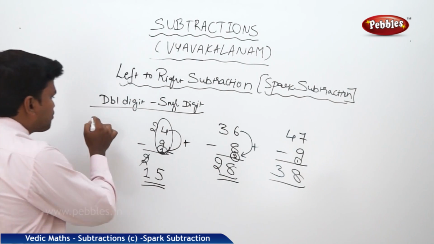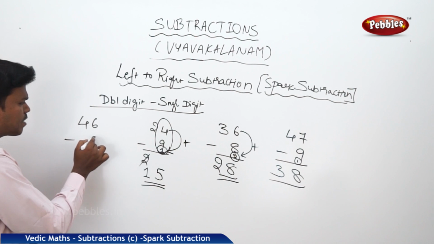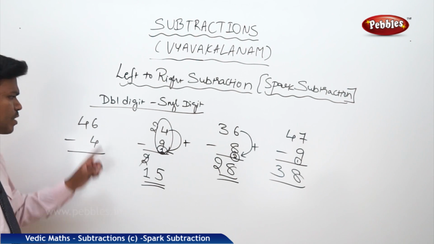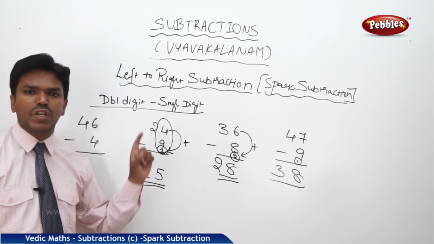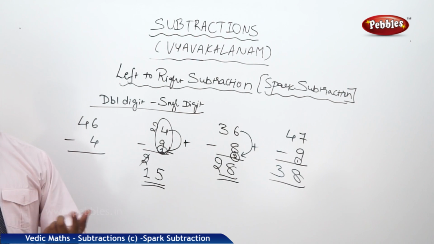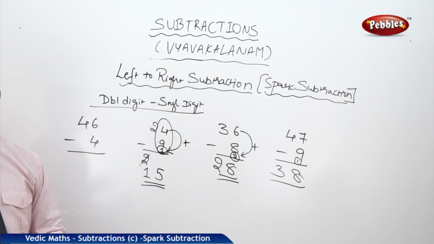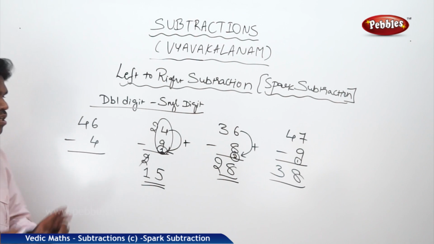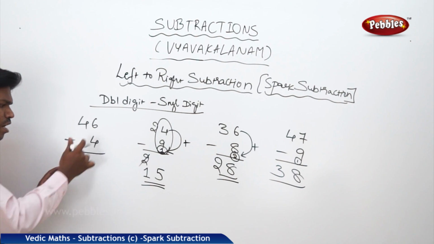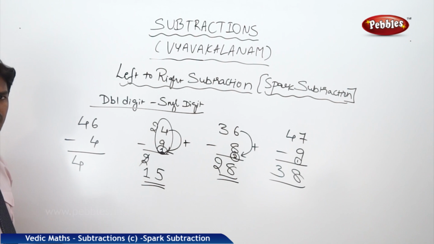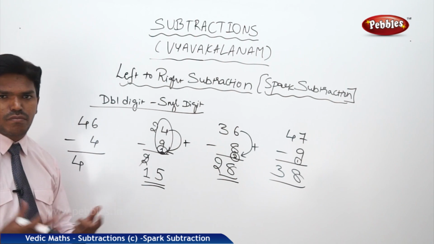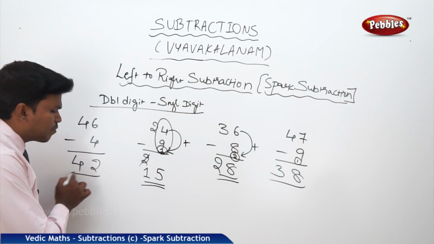Similarly, suppose I ask you what is 46 minus 4. Just drop 4 as it is. Before dropping 4, are the next numbers match or mismatch? This time it is match. No need of reducing the before number. So if the next numbers are match, drop this number as it is, no need of reducing. So what is 6 minus 4? Directly you can subtract. So the answer is 2. Answer is 42.